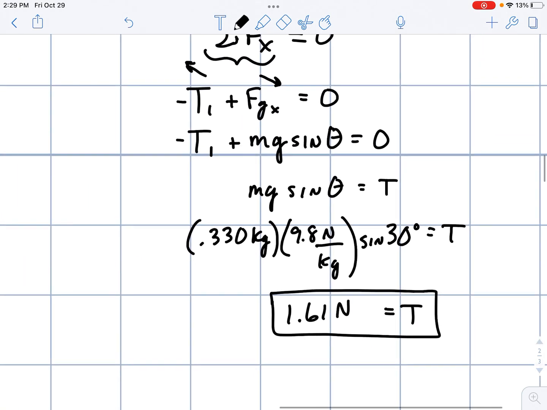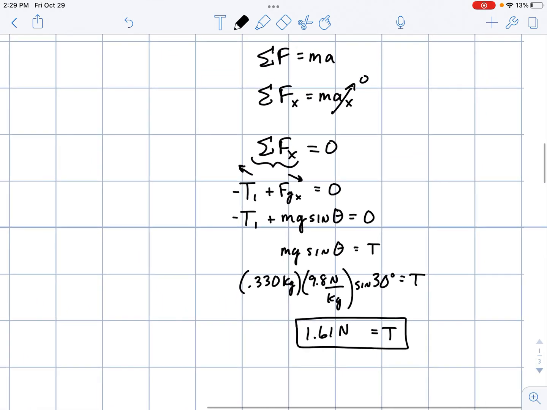Okay, so there is the math for the forces acting in the x direction, and that helped us get the tension in the rope.